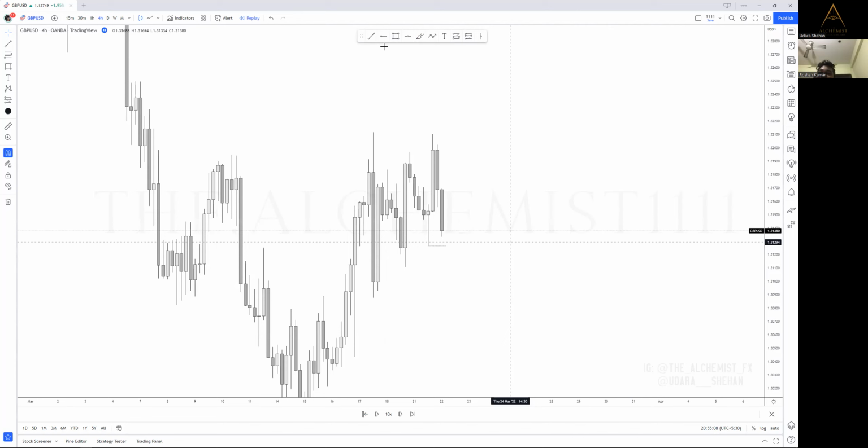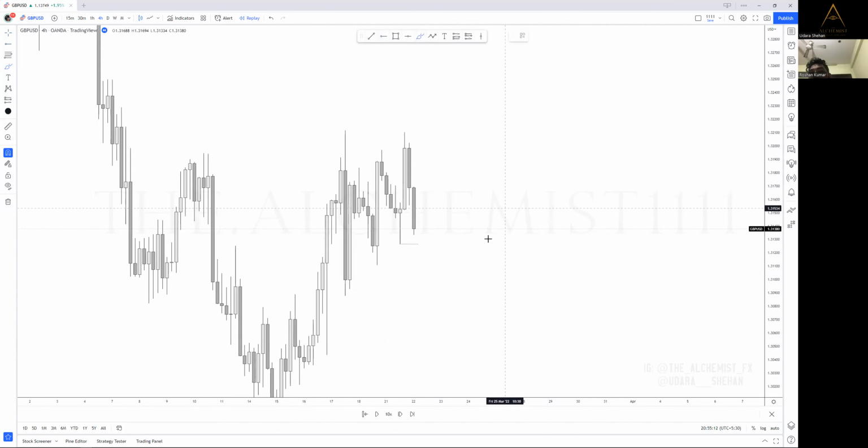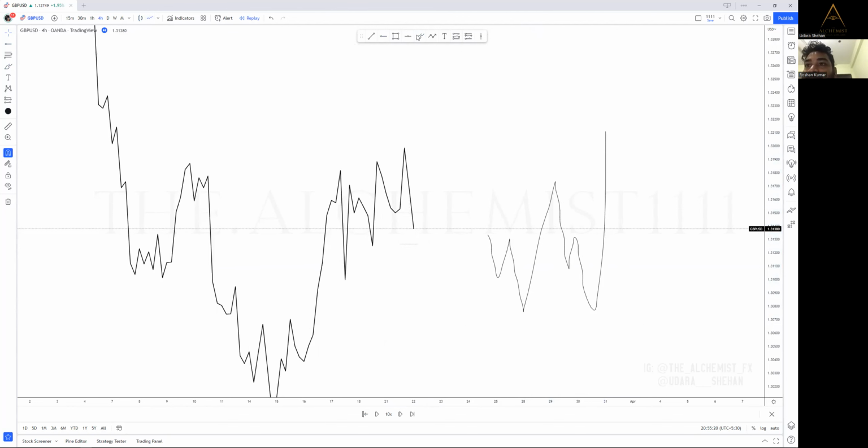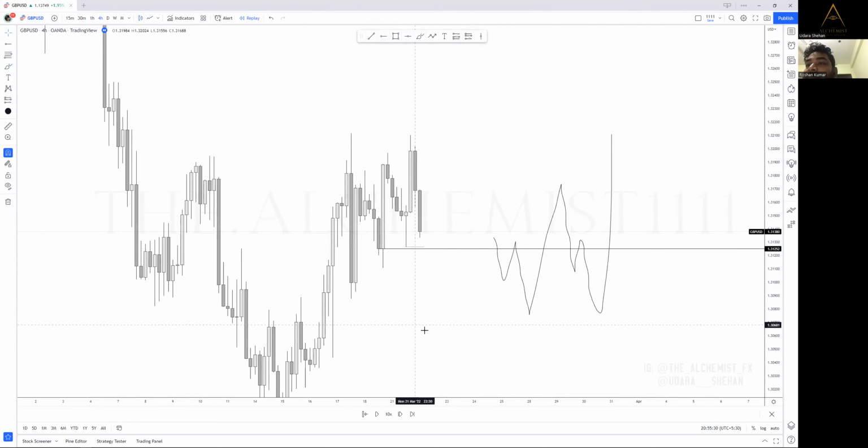Okay, so we have a support in here. And also, I told you just now about this setup right here. Use a line chart. Isn't that the setup we have here? Isn't this a strong low now? See that? Strong low, okay? Liquidity above it, and there we have the support, untested, unmitigated.